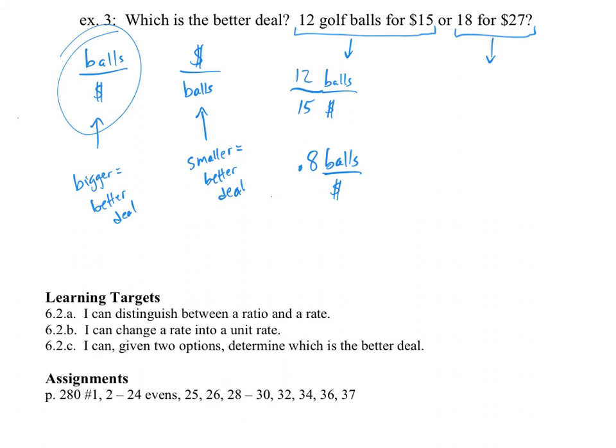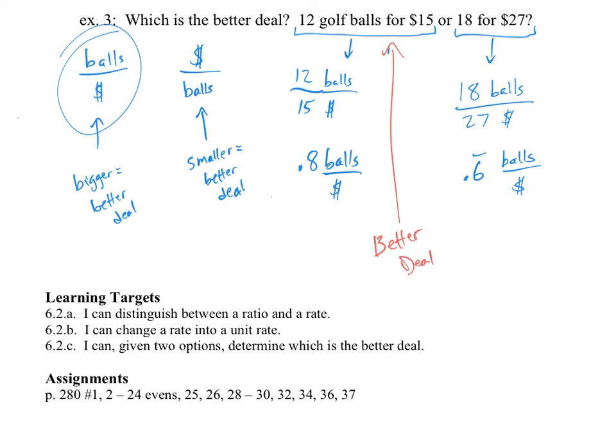If I do the same thing for that second one, now I'm getting 18 balls over $27. So I take my calculator and just divide exactly like it says, 18 divided by 27. Yep, now I get 0.6 repeating balls per dollar. So which one do you want to get? 0.8 balls for every dollar you spend or 0.66666? 0.8. So the one that's a better deal is, maybe switch colors for dramatic emphasis, in this case, this one here.